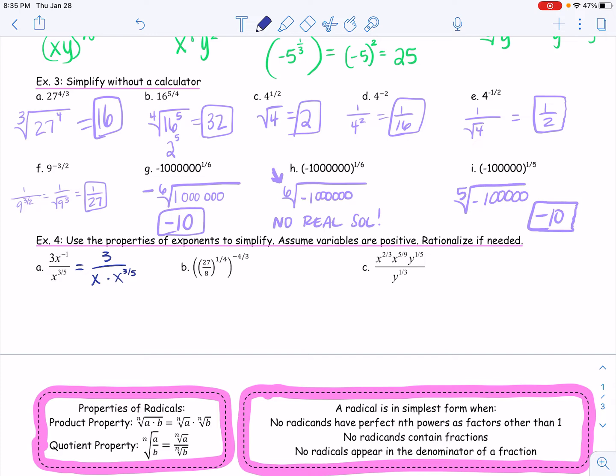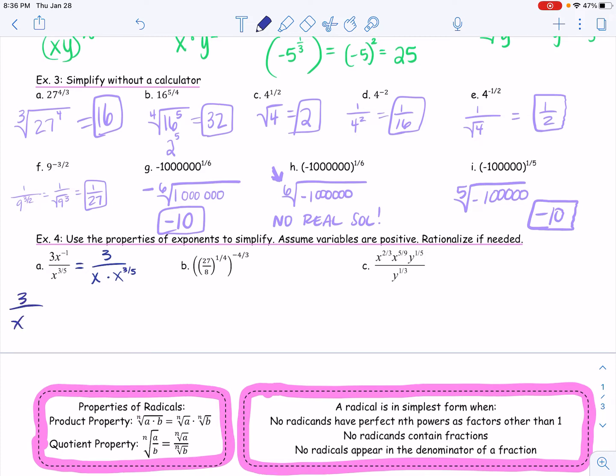Okay. Well, I know that when I multiply things with exponents, I add the exponents. Well, what is 1 plus 3 over 5? Well, if you need to rewrite 1 as 5 over 5 and then add, you would get 8 over 5, x to the 8 over 5. Fine and dandy. However, that's technically a root. That's technically a radical in your denominator. Therefore, we need to rationalize.